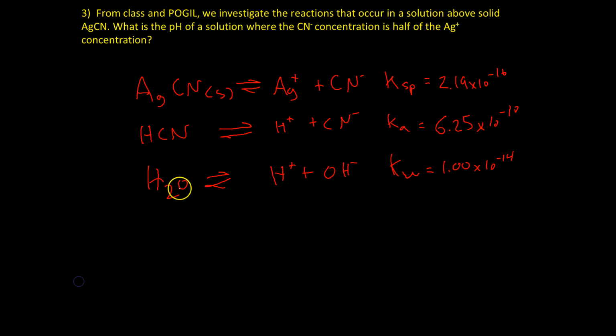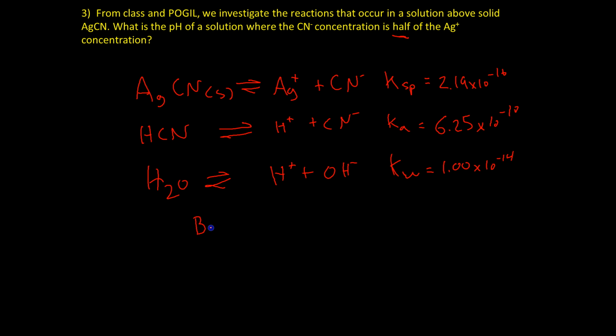Okay, so what we see here is pretty much a real classical problem with systematic treatment of equilibrium, but we have a slight twist here. That twist is we're trying to figure out what the pH of the solution is when the concentration of cyanide is half that of silver. So we add a defining term here, and this set of equations should look familiar to you. We talked about these ad nauseam in a Pogil exercise. This is a competitive equilibrium problem.